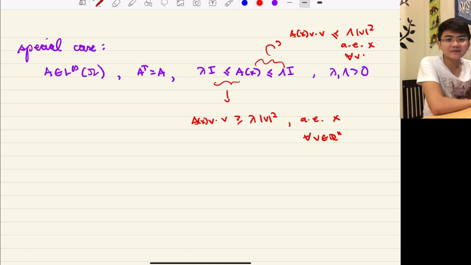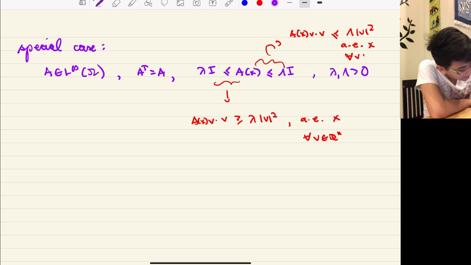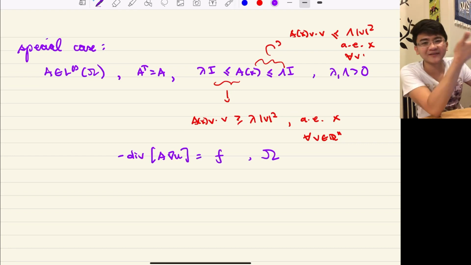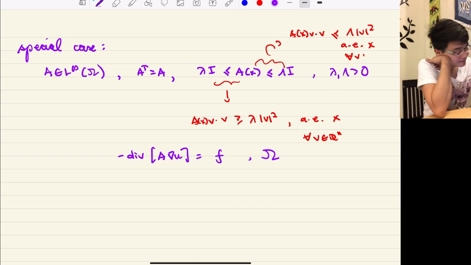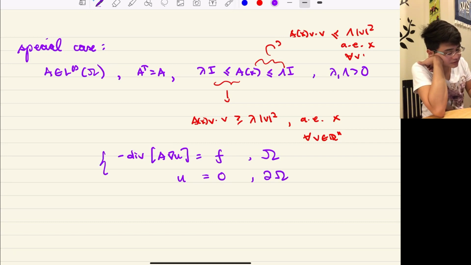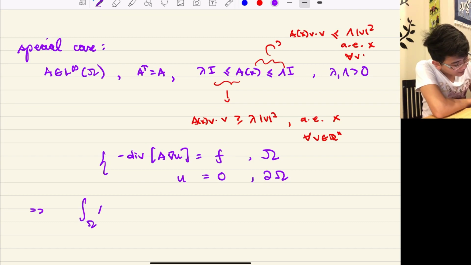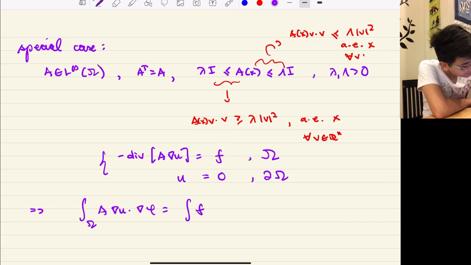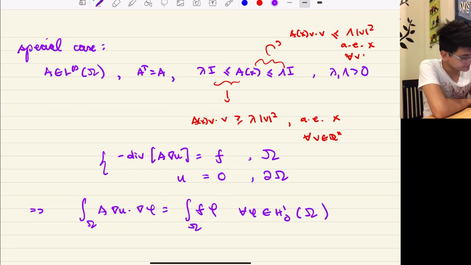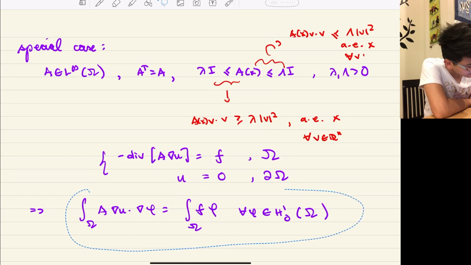Now, let's look at the problem. Negative divergence of A grad u equals f in omega. Omega is a bounded open set with a nice boundary. And u is equal to 0 on the boundary. So similar to our calculations before, the weak solution is going to be something of the form A grad u dot grad phi, we don't have the c term, is equal to f phi for every phi in H10 of omega. Okay, so let's copy that and bring it to the next page.